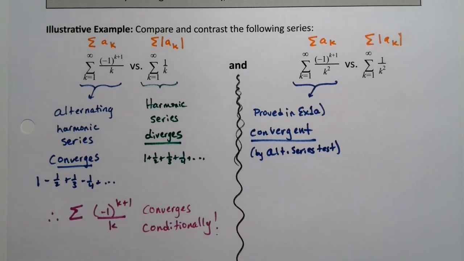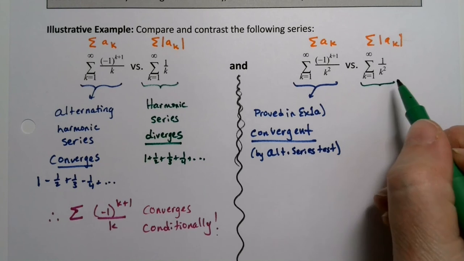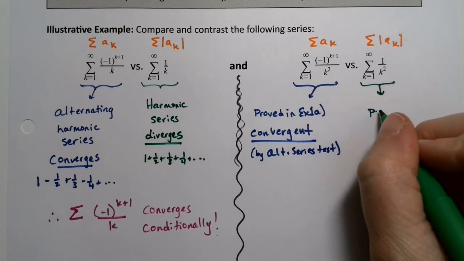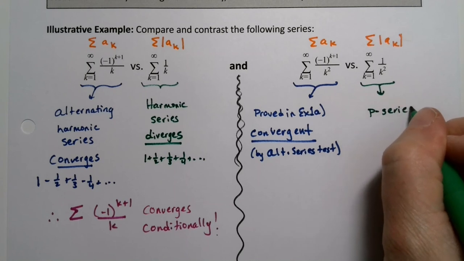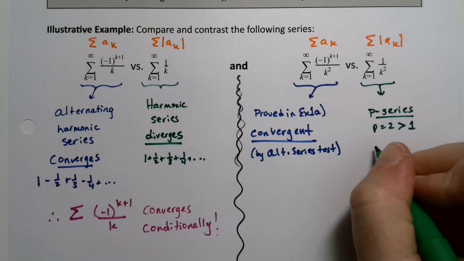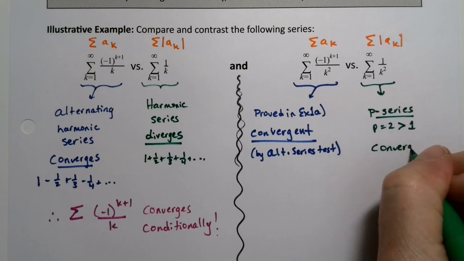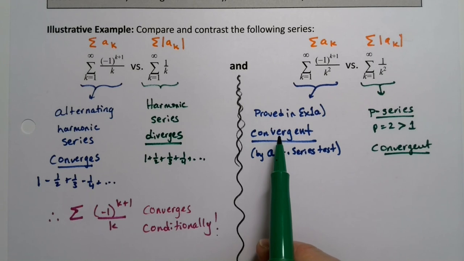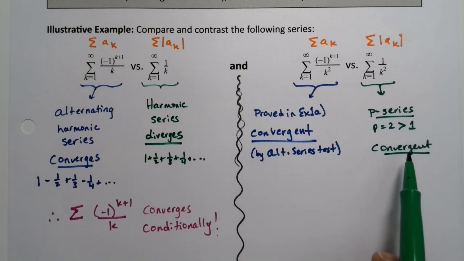All right, now the one on the right, we know what that is. That's a p series. It's convergent because it's a p series with p equal to 2, which is greater than 1. Therefore, it is convergent. So it converges for an alternating series, but it also converges when we take the absolute value.